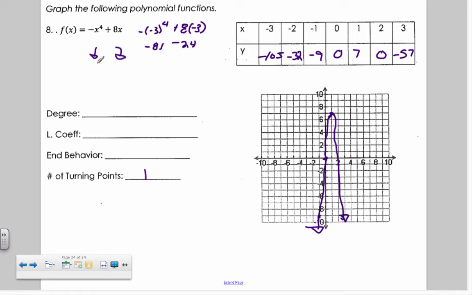The end behavior, like we talked about up here, just based on the graph, is down, down. My leading coefficient is a -1. And the degree is 4, and I'm going to make sure I name that as well as a quartic.